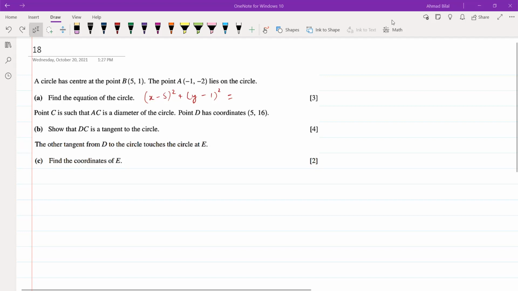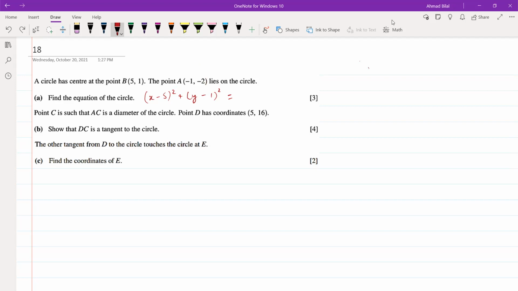Okay, so we have a circle that has center B and it has a point A that lies on the circle. What we have to do first is find the equation of the circle. We have the center, so something like (x - 5)² + (y - 1)². We know that A lies on the circle.